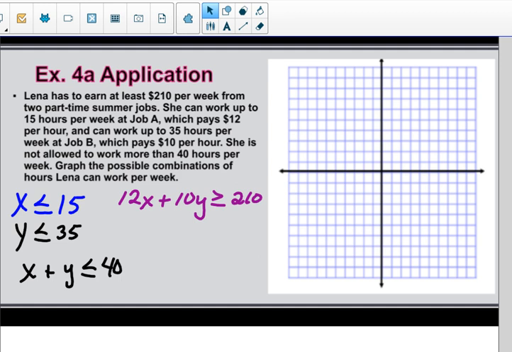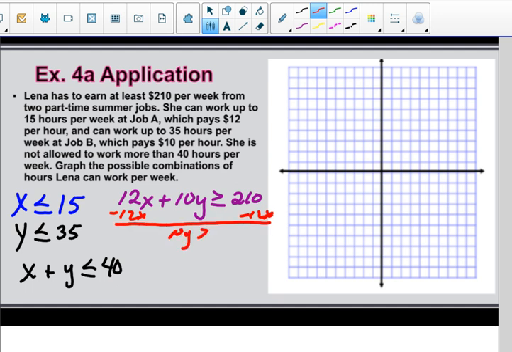Okay, so those are our equations here, but we need to solve some of these so we can graph them. So I'm going to subtract 12x on both sides. So now I have 10y greater than or equal to a negative 12x plus 210. Divide by 10 on both sides. Now I have y is greater than or equal to negative 6/5 x plus 21. And this one would just be y is less than or equal to a negative x plus 40. Now I'm ready to do all the graphing.